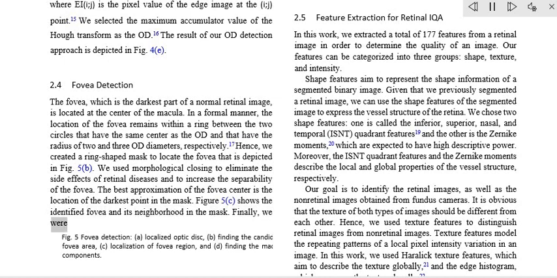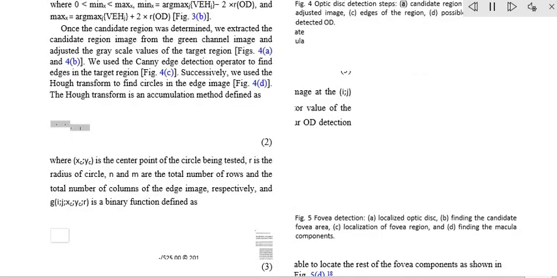Finally, we were able to locate the rest of the fovea components as shown in Fig 5d. Figure 4: optic disc detection steps, A, candidate region image of OD, B, adjusted image, C, edges of the region, D, possible circles, and E, detected OD. Figure 5: fovea detection, A, localized optic disc, B, finding the candidate fovea area, C, localization of fovea region, and D, finding the macula components. Feature extraction for retinal IQA.